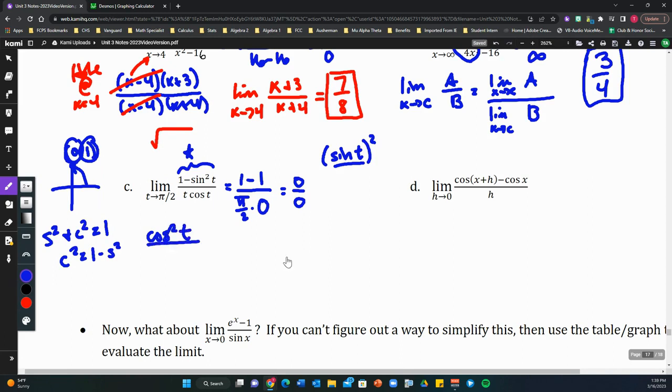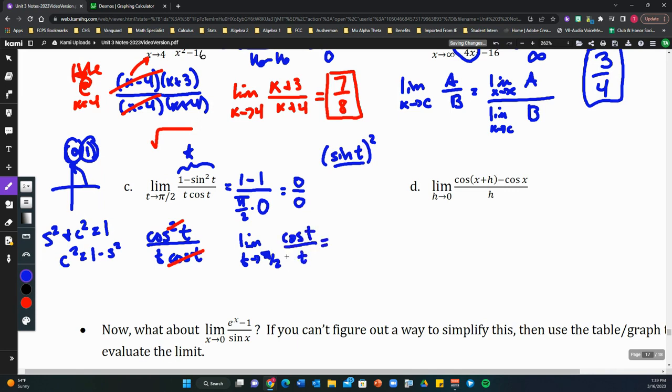Well, why is that helpful? Now I have a common factor of cosine of t in the numerator. And again, that squared part really means the cosine of t function squared. So there's two factors of it in the numerator. So I can cancel one factor out with the one factor on bottom, and that leaves me left trying to take the limit as t approaches pi over 2 of cosine of t over t.